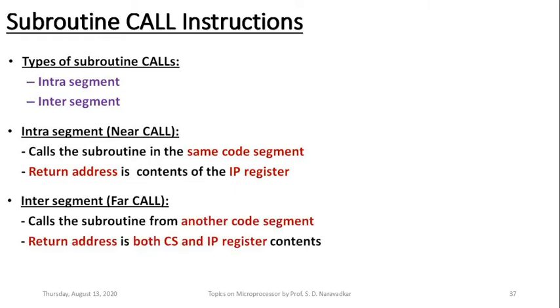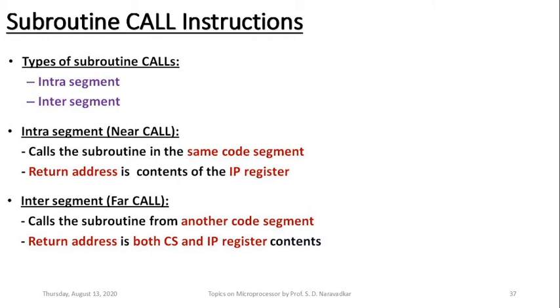Now the next category is the inter-segment call, which is called a far call. It calls a subroutine from another code segment. It means that from my earlier code segment where my main program is present, we are calling a subroutine which is located in another code segment. In this situation, effectively the processor will be leaving the earlier code segment of the main program and it is going to execute a subroutine which is written in another code segment.